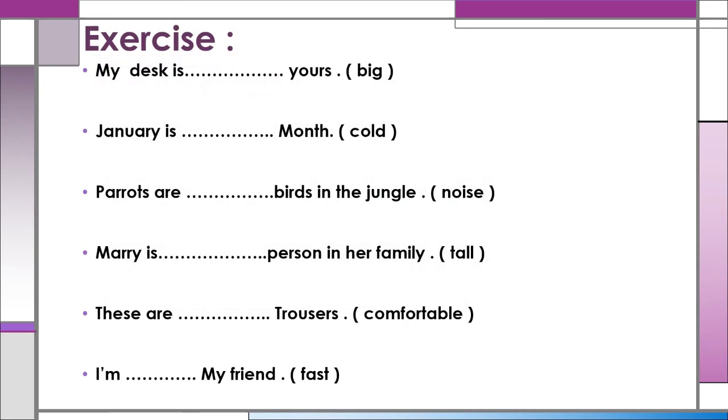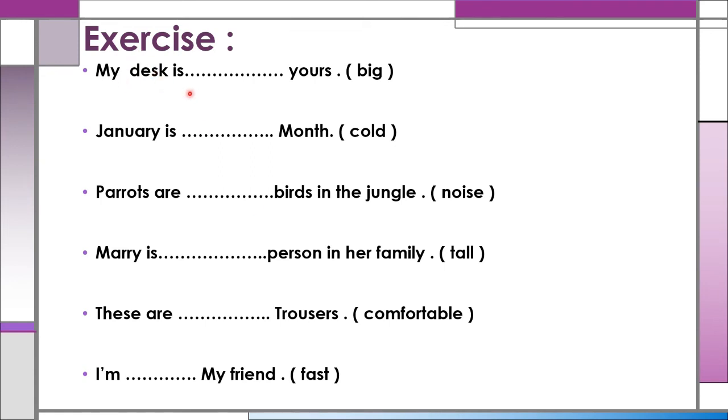And now let's do this exercise. We want to complete these sentences by using the correct form of comparative or superlative adjectives. This depends on the sentence. If we have two items being compared, we use the comparative form of the adjective, but if we have more than two items, we use superlative.